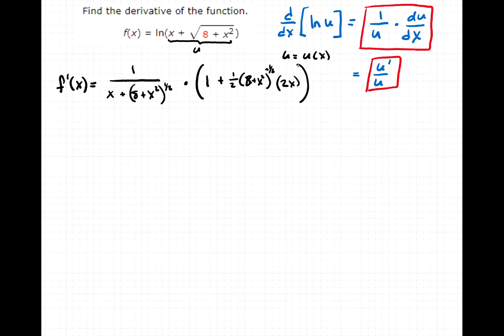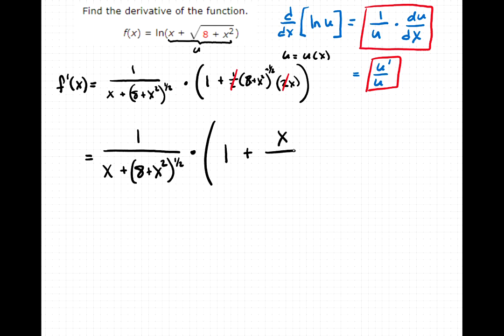Okay, so let's clean this up a little bit. The 1/2 and the 2 will cancel. 8 plus x squared, well, that's a negative exponent, so let's bring that down. All right, so our derivative is 1 over x plus 8 plus x squared to the 1/2 power times, so you have a 1 plus x over 8 plus x squared to the positive 1/2. Okay, so we brought that negative 1/2 power down to the bottom.